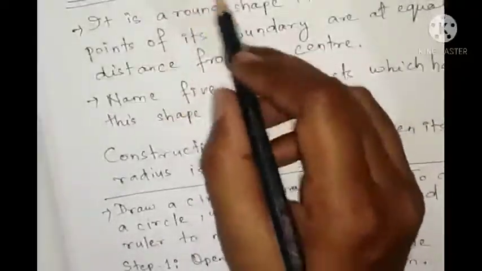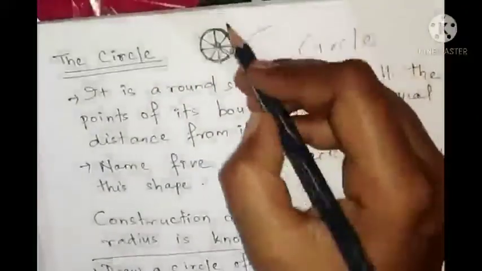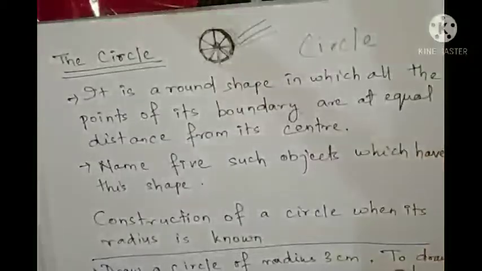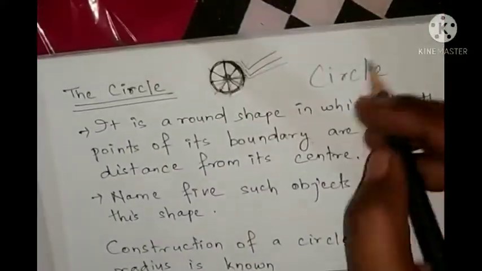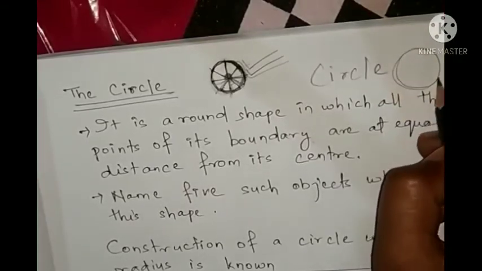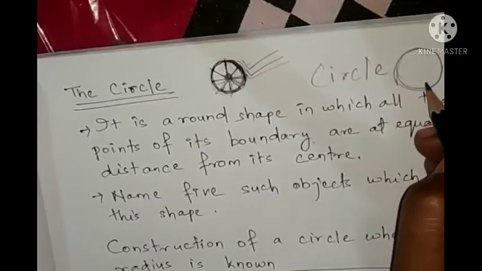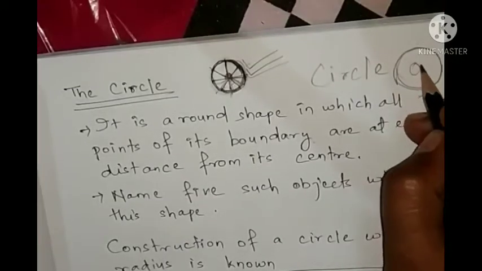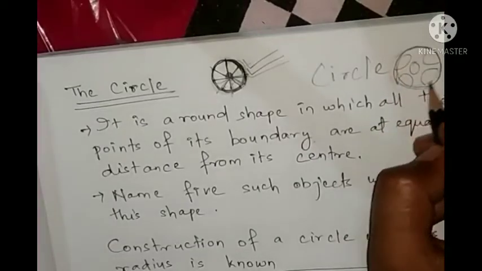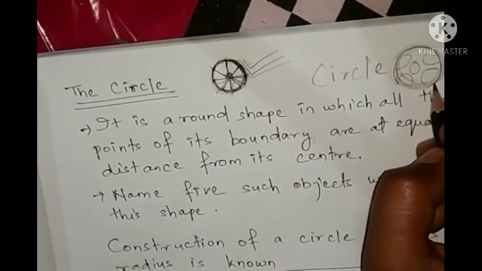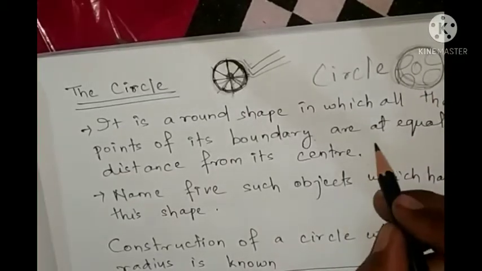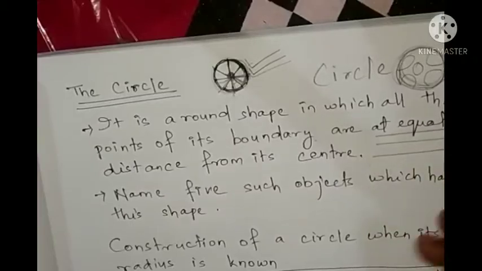For a circle shape, one example is the wheel, your cycle wheel. You can give any example. You have seen a lemon. When you cut the lemon, the surface has what? A circular shape. So this cutting of lemon has a circular shape. Like this, you can give the example of the wheel on your track.